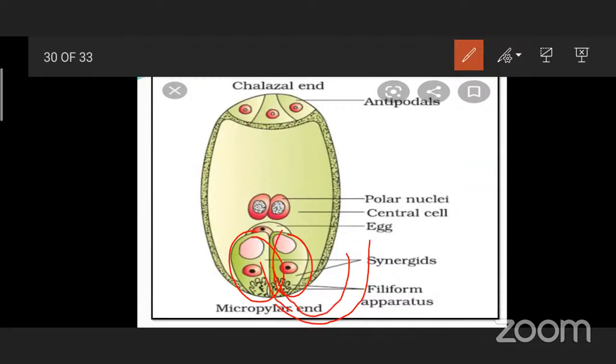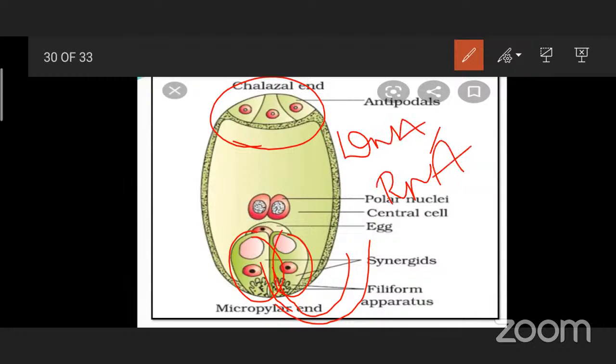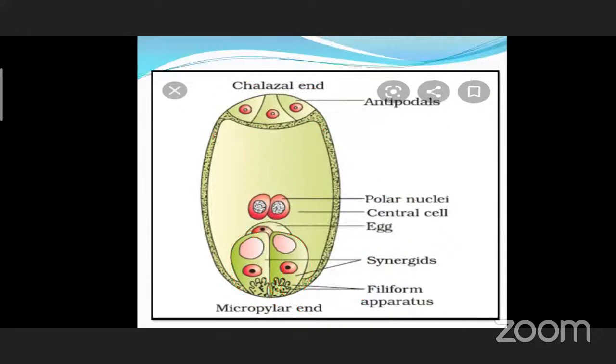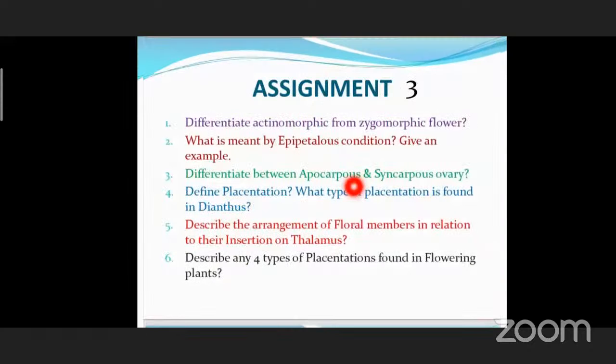Okay. Next, antipodals. What is the function of antipodals? These antipodal cells are rich in DNA, RNA, total proteins, and histones. Antipodals help in the nutrition of the endosperm. This is the embryo sac. Okay, students, I hope that all have understood.